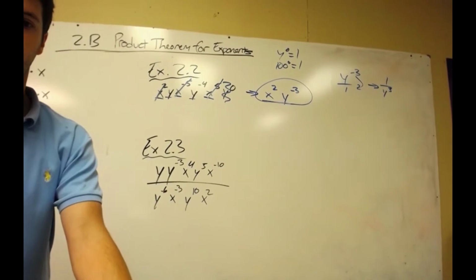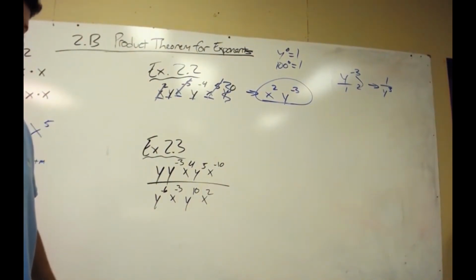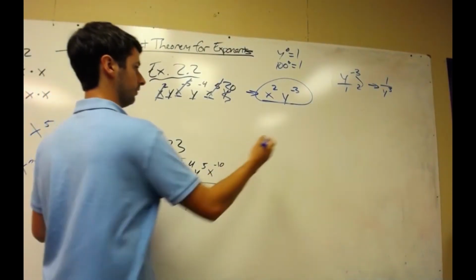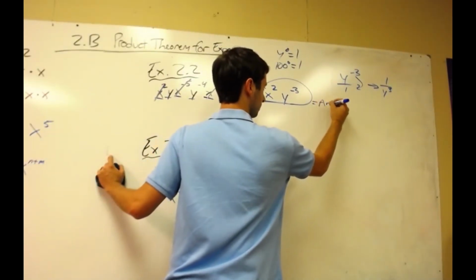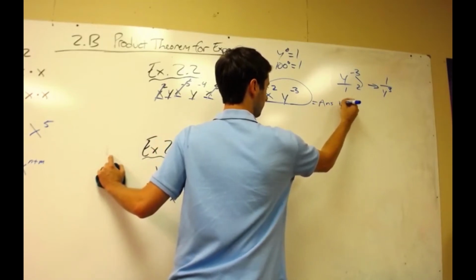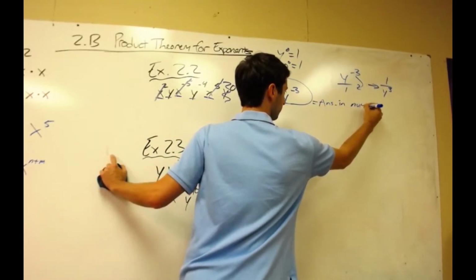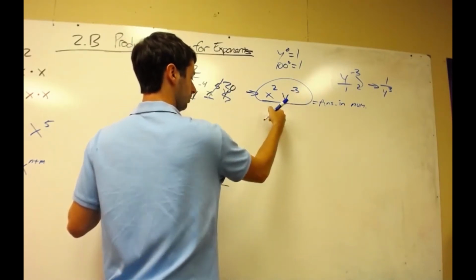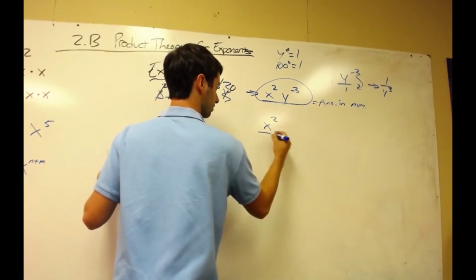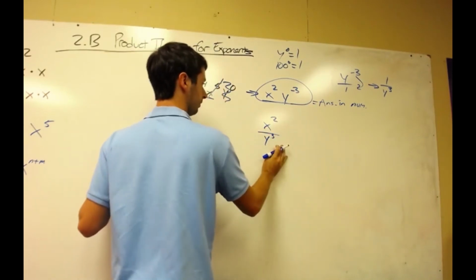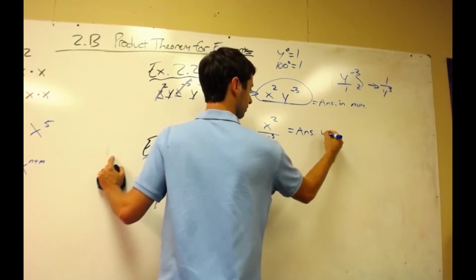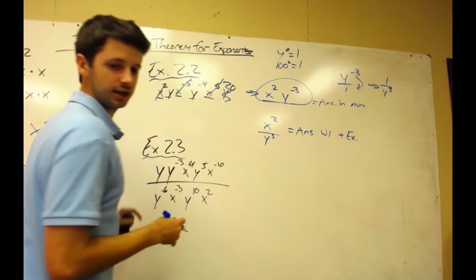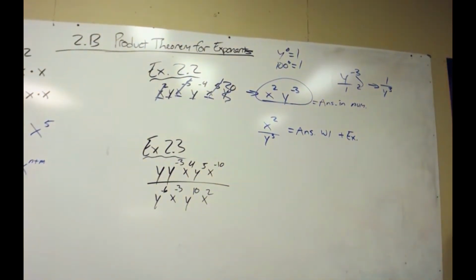1 over y positive cubed. So then what we could say is, this is the answer with the variable in the numerator. So what we would do is move the y cubed to the bottom. So it'd be x squared over y cubed would be how we write our answer with positive exponents.